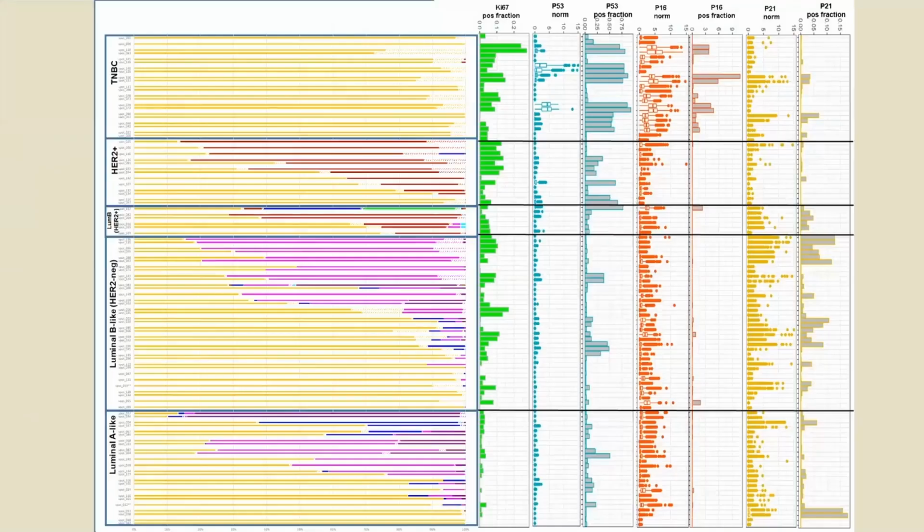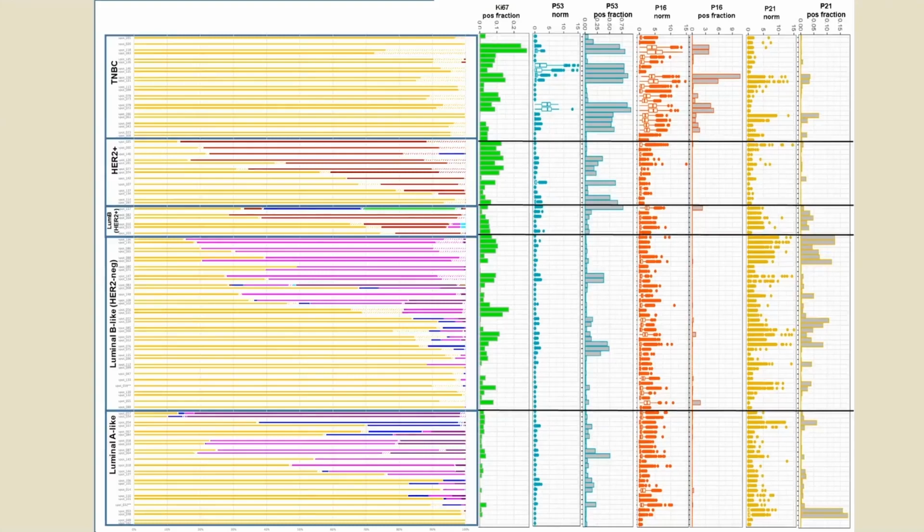For each TMA core that we analyzed, we also quantified the single cell expression levels of P53, P21, and P16, and their positive fractions in each core. Even though triple-negative breast cancers and HER2-positive cancers appear to be more homogeneous in terms of ER, PR, and HER2 expression, we see quite varying levels of P53 proteins and P16 proteins in these 2 subtypes.